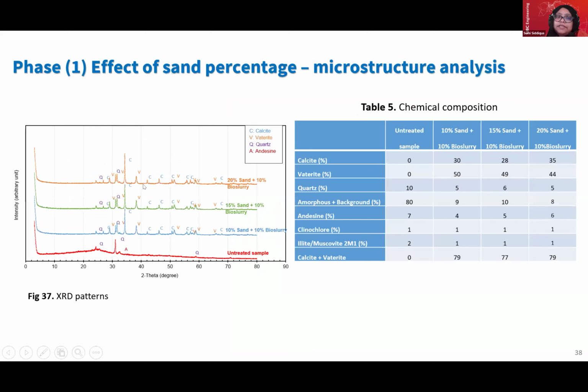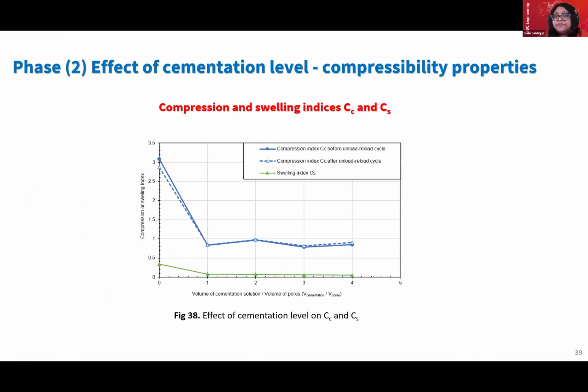Same thing with the microstructural data. We saw the chemical composition. Now, the increase of calcite in the system is lower compared to what we have seen without sand. It is interesting to observe that having sand in the system does not produce enough calcite in the microstructure of the organic soil.